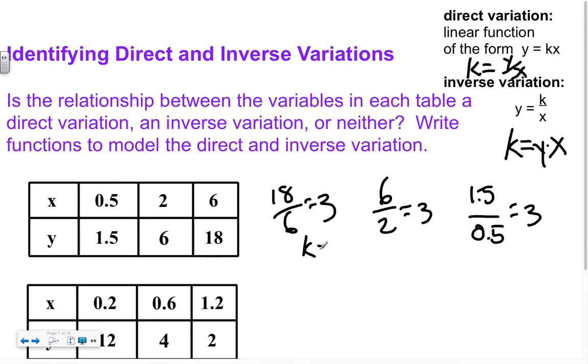So therefore, since we divided y over x, and every time we got a 3, that's going to satisfy our direct variation, where your k will be equal to 3, and therefore we will plug it into y equals kx, or y equals 3x. So this is the equation that models this, and we also know that it is a direct variation.